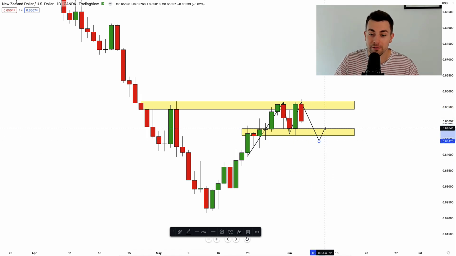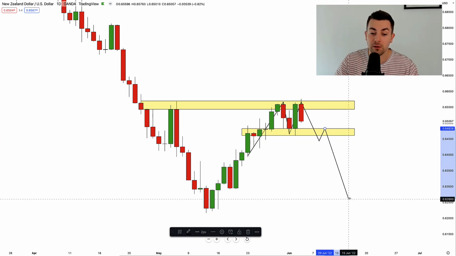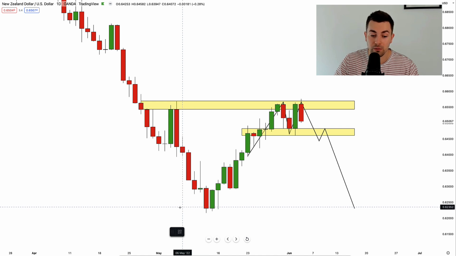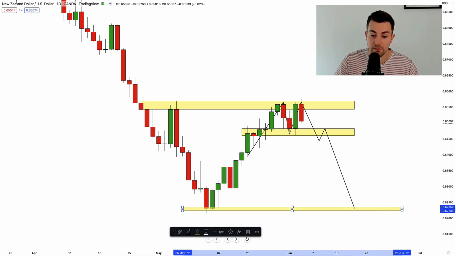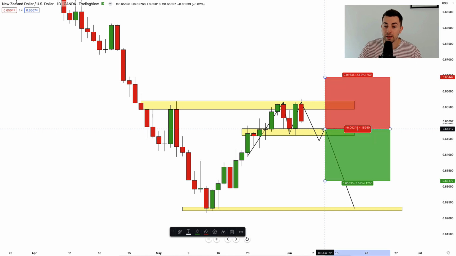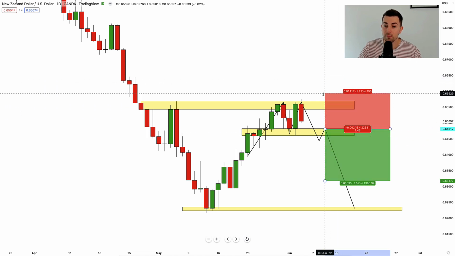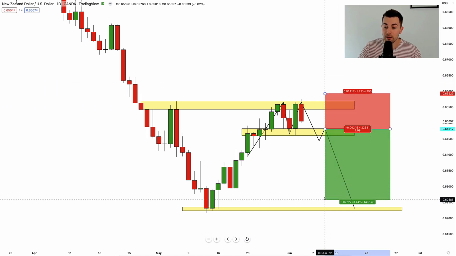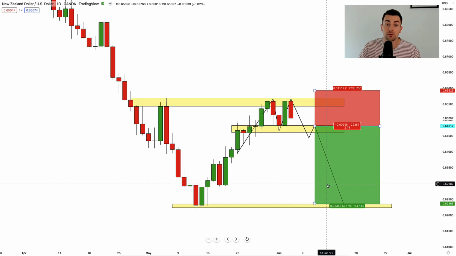Yes, once it is broken, we will short on a retest, and we will expect a trend following movement all the way down to a current structure low. Yes, let's measure our risk reward. Our entry will be here, stop loss lying above the highs of the pattern. And here's our target. Yes, it can be a very nice swing trade.